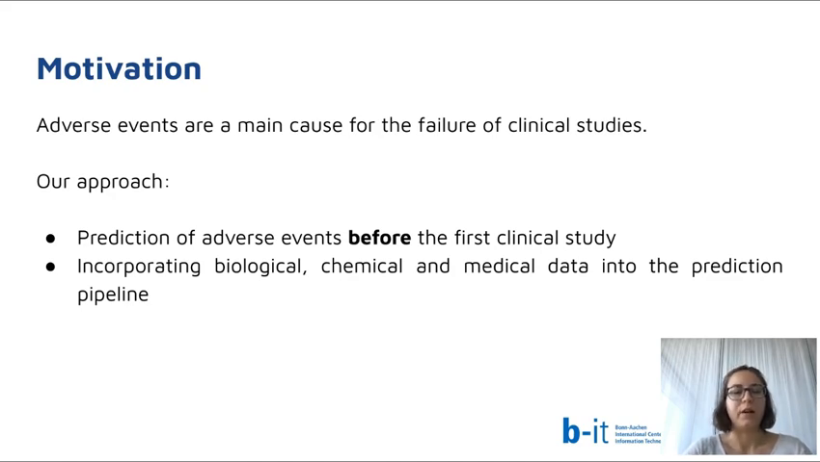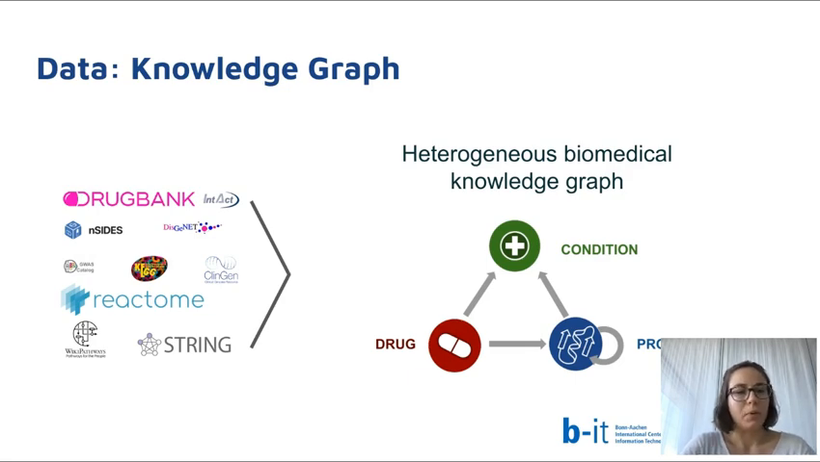First, I want to tell you about our motivation for this poster. Adverse events are a main cause for the failure of clinical studies. Therefore, we developed an approach to counteract this and predict adverse events before the first clinical study starts. We incorporated biological, chemical, and medical data into the prediction pipeline. The data that we used was, on the one hand side, a knowledge graph, which we generated out of multiple interaction databases. And this resulted in a heterogeneous biomedical knowledge graph, which was multi-relational and had different node types, as you can see.